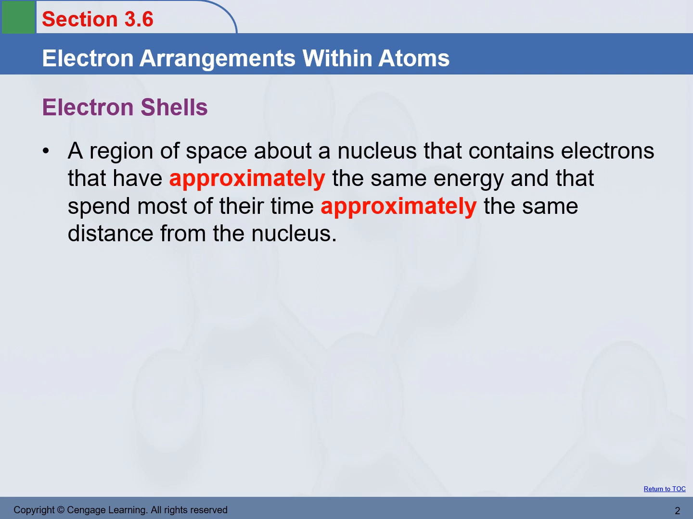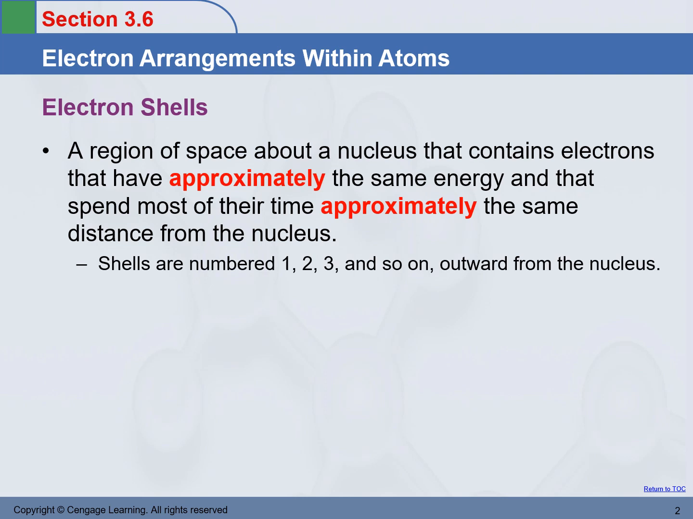All right, so we see shells in space, and electrons are in those shells moving around. Before we jump into them, let's number the shells. The innermost shell is called shell number 1. Going outward from the nucleus, they're called shell number 2, 3, 4, and so forth.